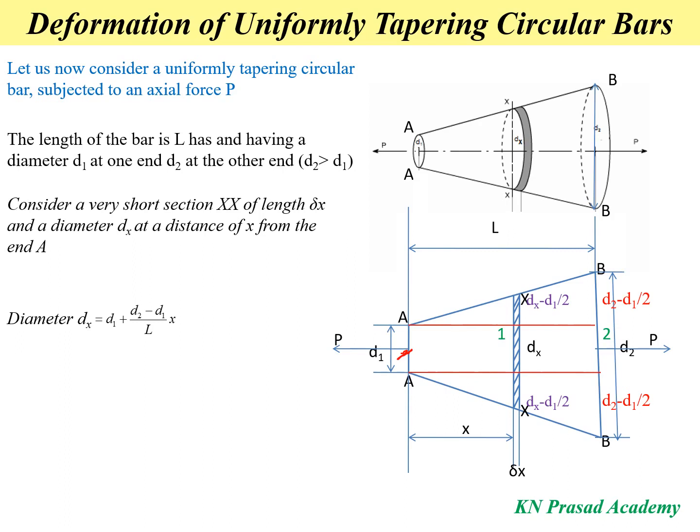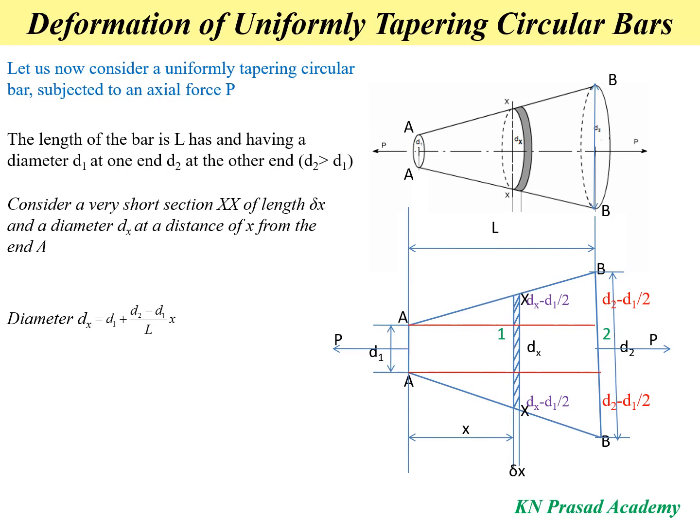Similarly, the same thing you have to observe for the smaller portion, which has the diameter dx. Here also, this is the diameter d1, and the remaining portion is dx minus d1. Since the bar is varying uniformly, this dx minus d1 is also shared equally, so this portion will become (dx minus d1) divided by 2.